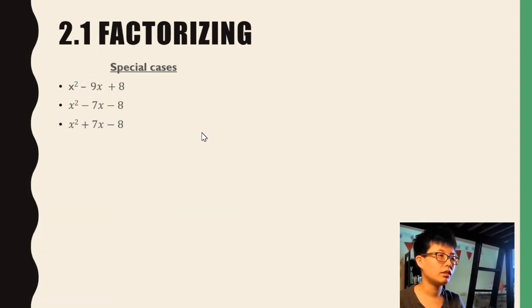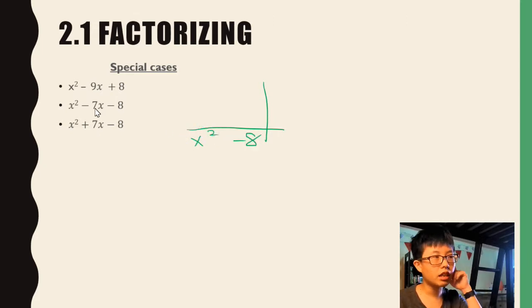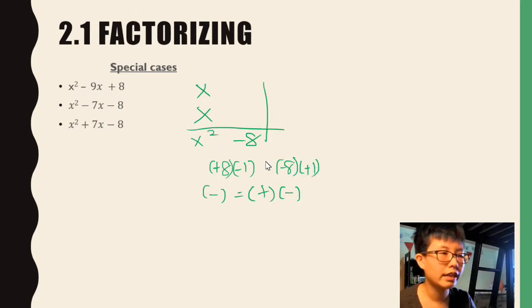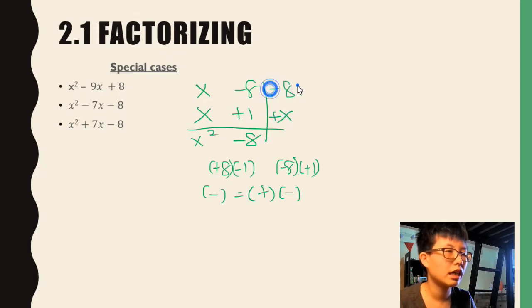So just see. X squared minus 8. This time we're going to do minus 7. So x and x. So a negative number is one positive number, one negative number, right? So we can either do positive 8 and negative 1, or we can do negative 8 and positive 1. But we're trying to get a negative 7 there, so let's try a negative 8 and positive 1. So when we multiply this, we get positive x and minus 8x. So when we add this up, you get negative 7x.